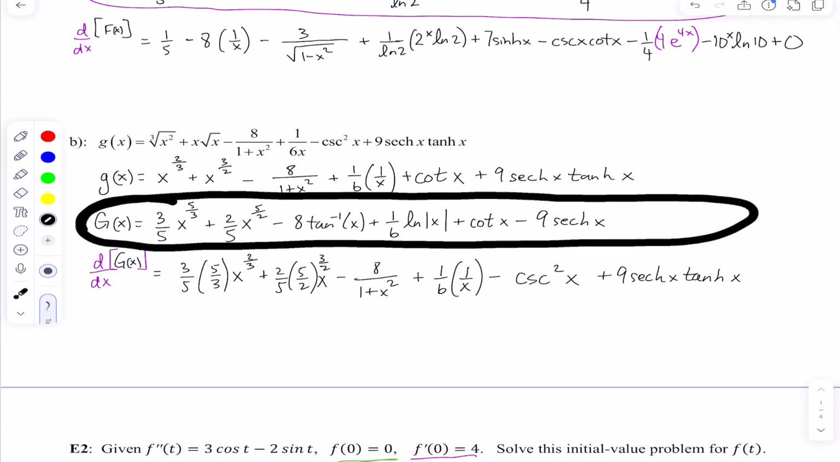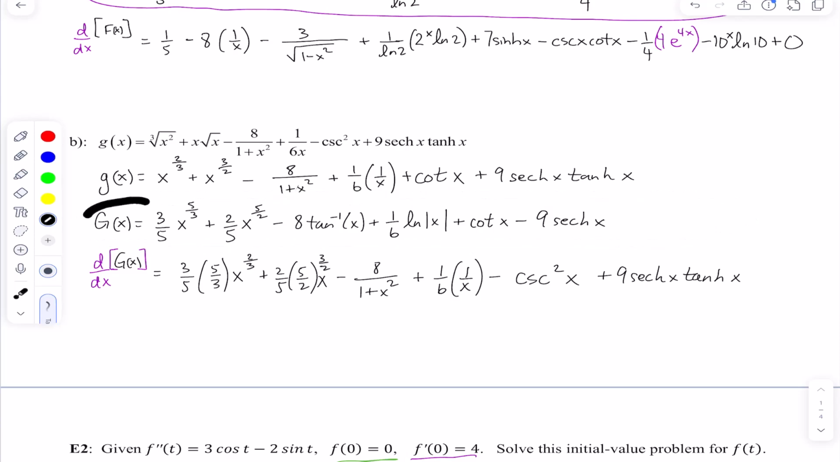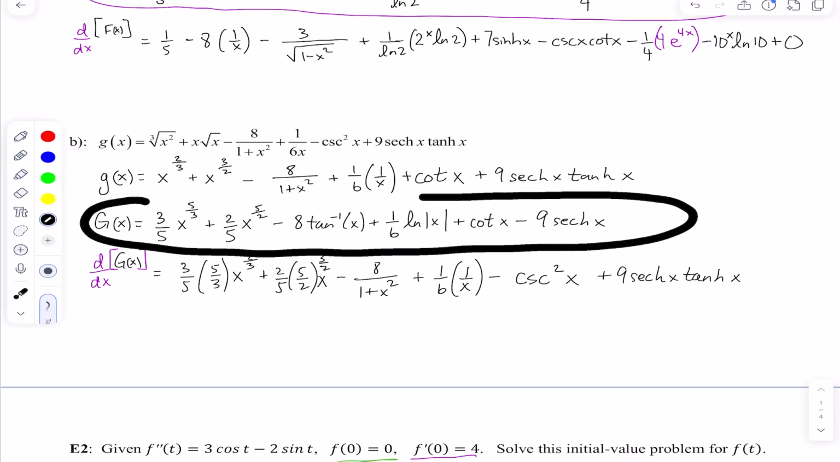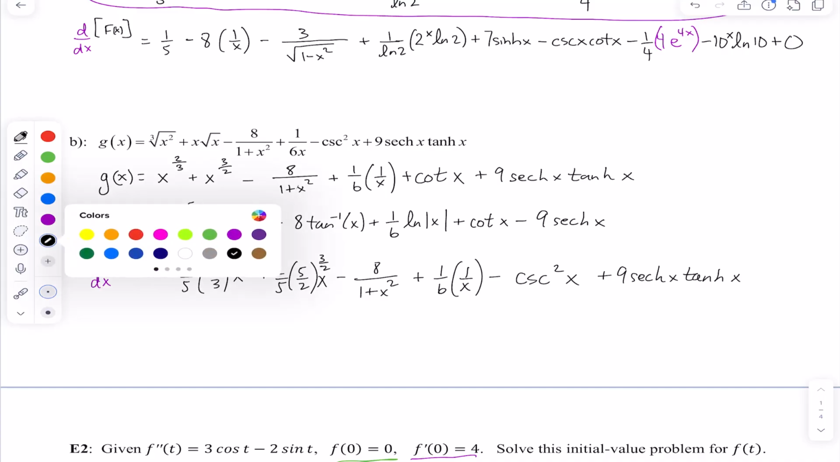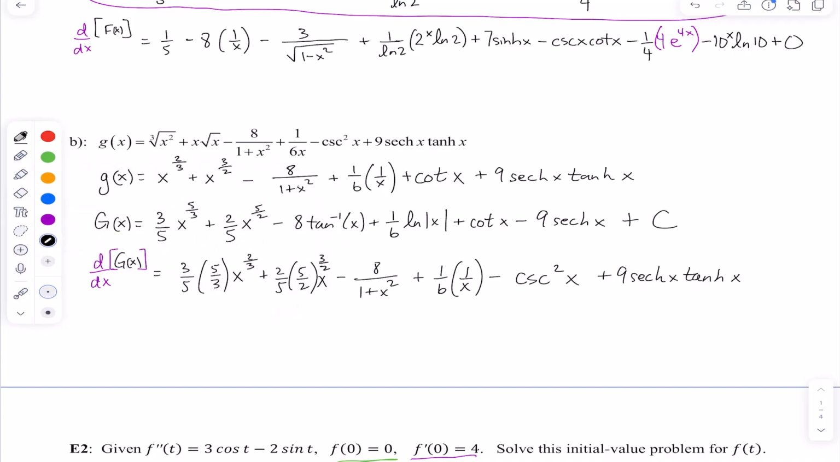Now, this is not quite a family. This is just a single antiderivative. And it did ask for a family, so I've got to remember to put what? You've got to remember to put an arbitrary constant at the end. Let's do that. There we go. And there is our infinite number of antiderivatives, and that is exactly why we call this a family of antiderivatives.